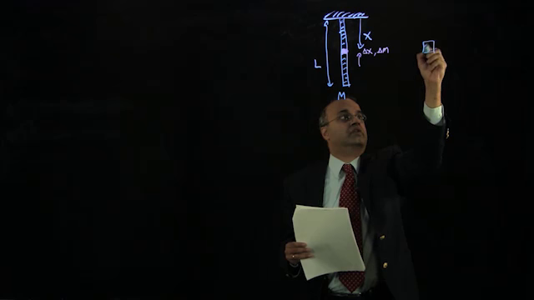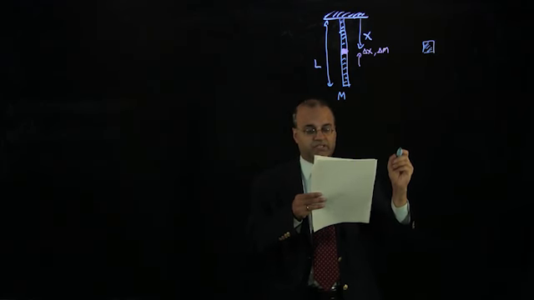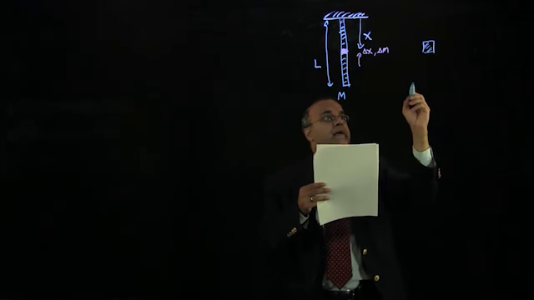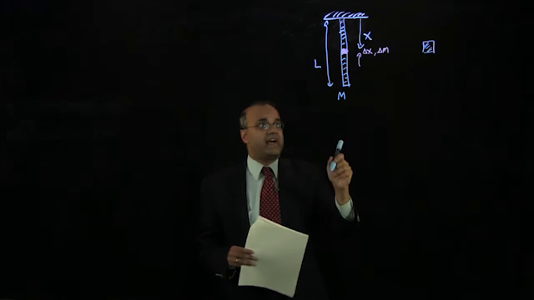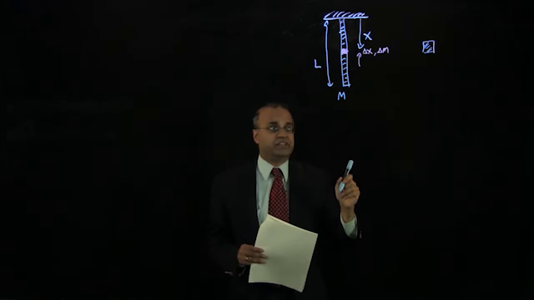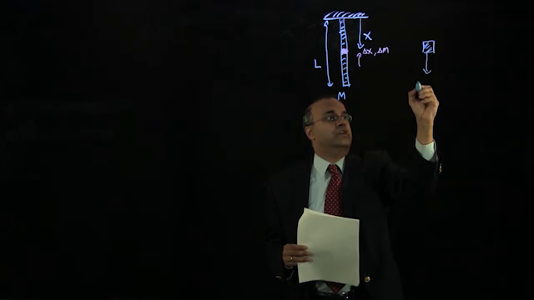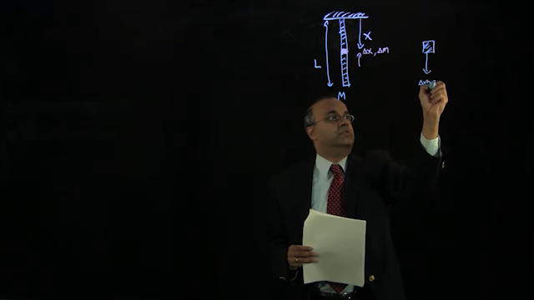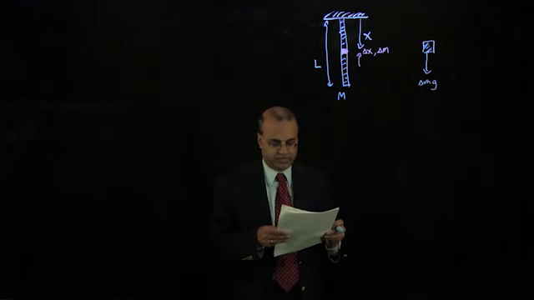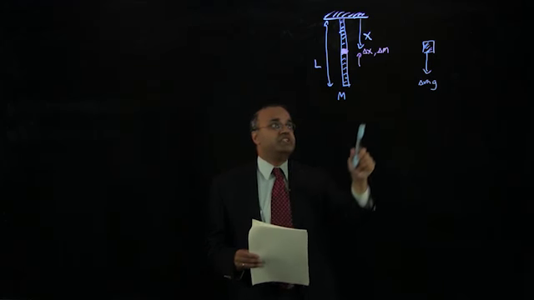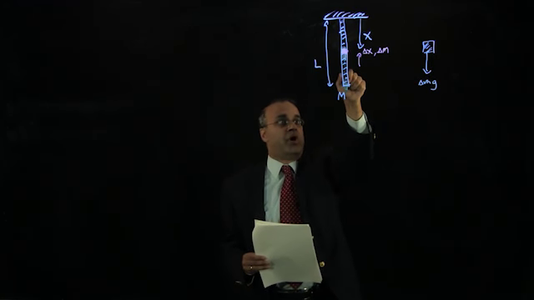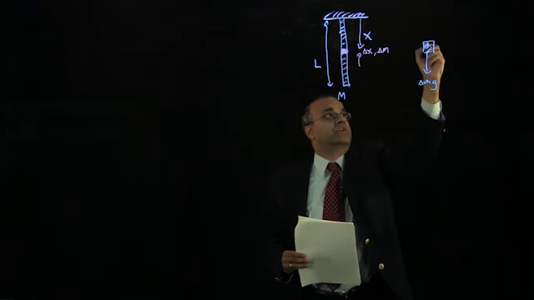So here's my element. Let's analyze what the forces acting on it are. There's gravity acting downwards, which will be delta m times g. There is a tension acting upwards exerted by the rope above it.